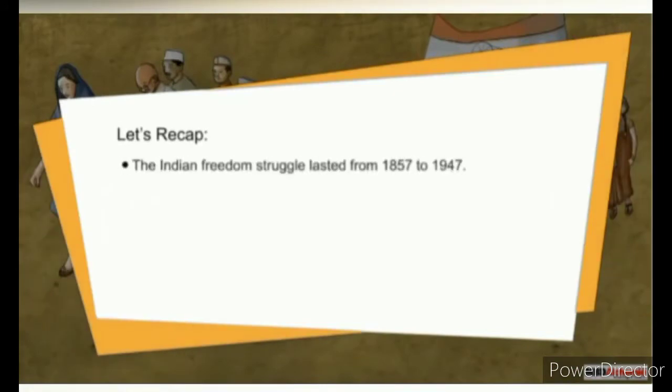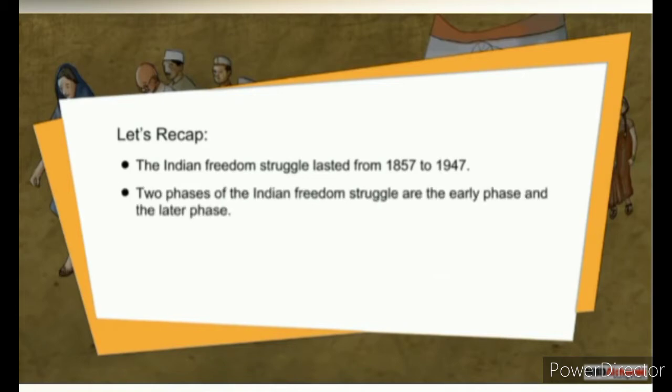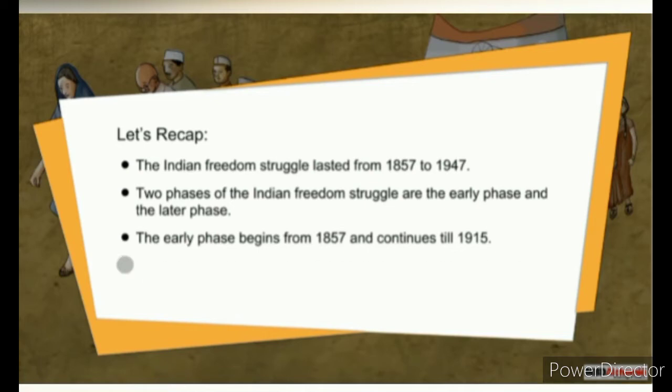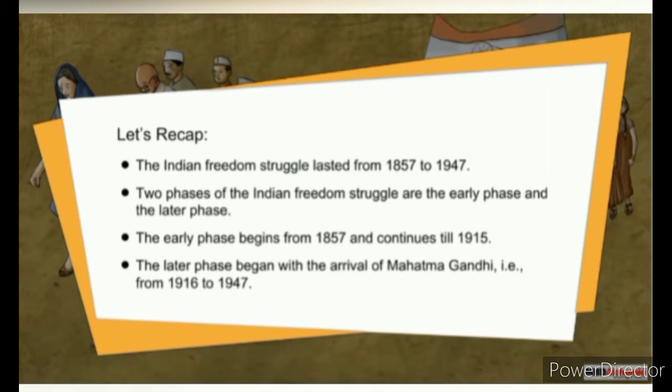Let's recap. The Indian freedom struggle lasted from 1857 to 1947. Two phases of the Indian freedom struggle are the early phase and the later phase. The early phase begins from 1857 and continues till 1915. The later phase began with the arrival of Mahatma Gandhi, that is, from 1916 to 1947.